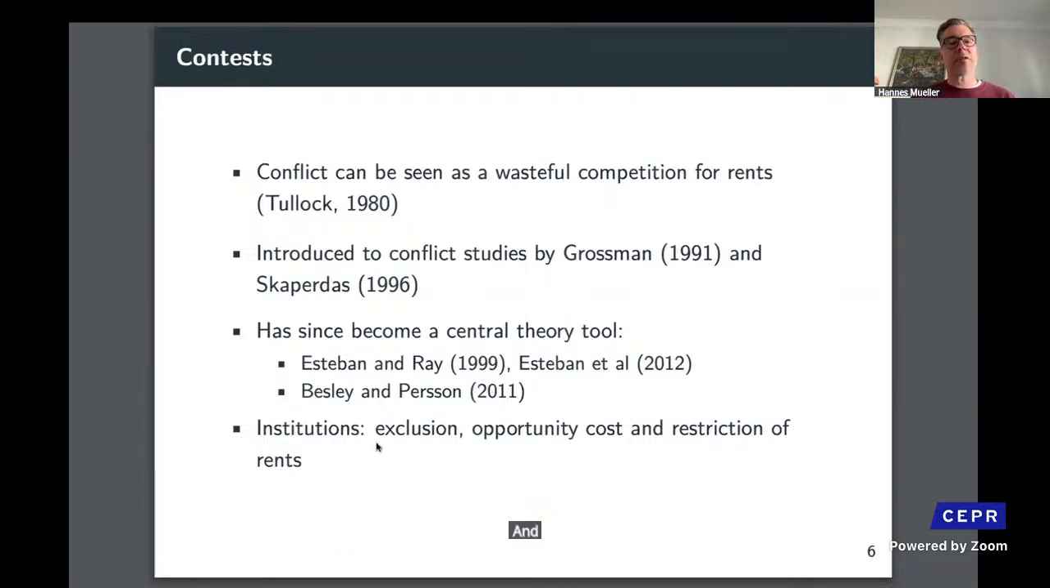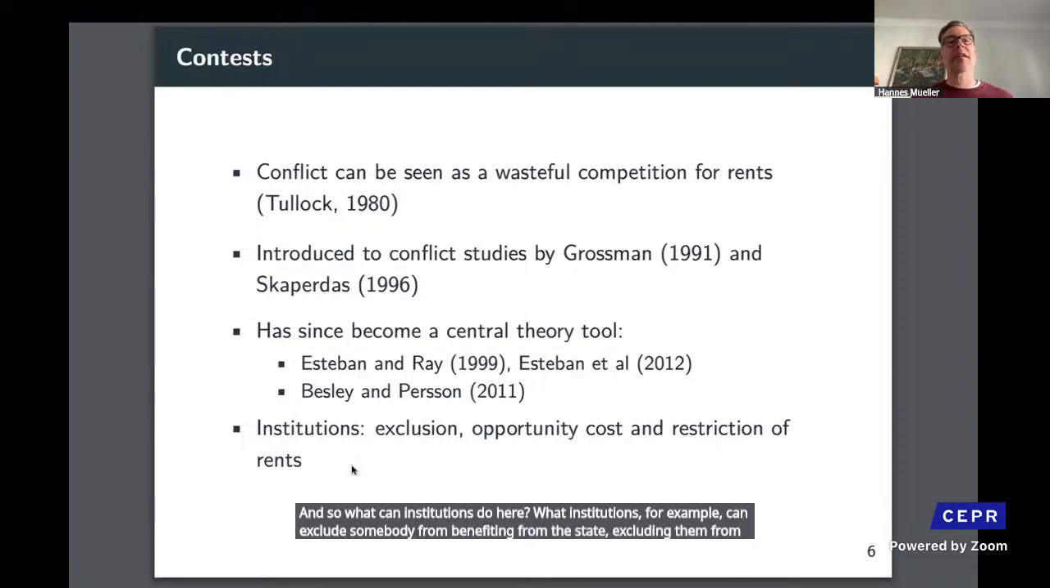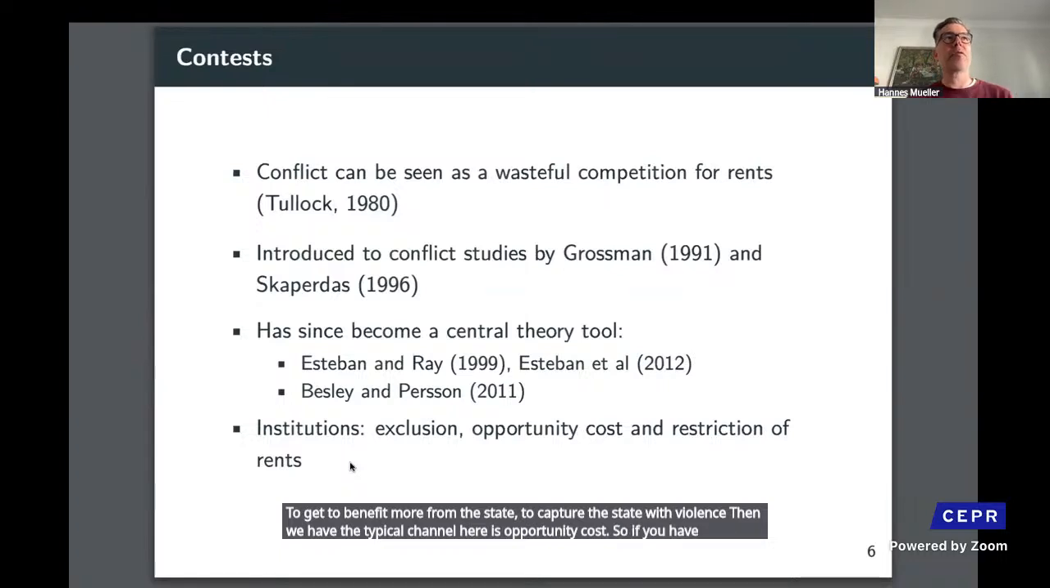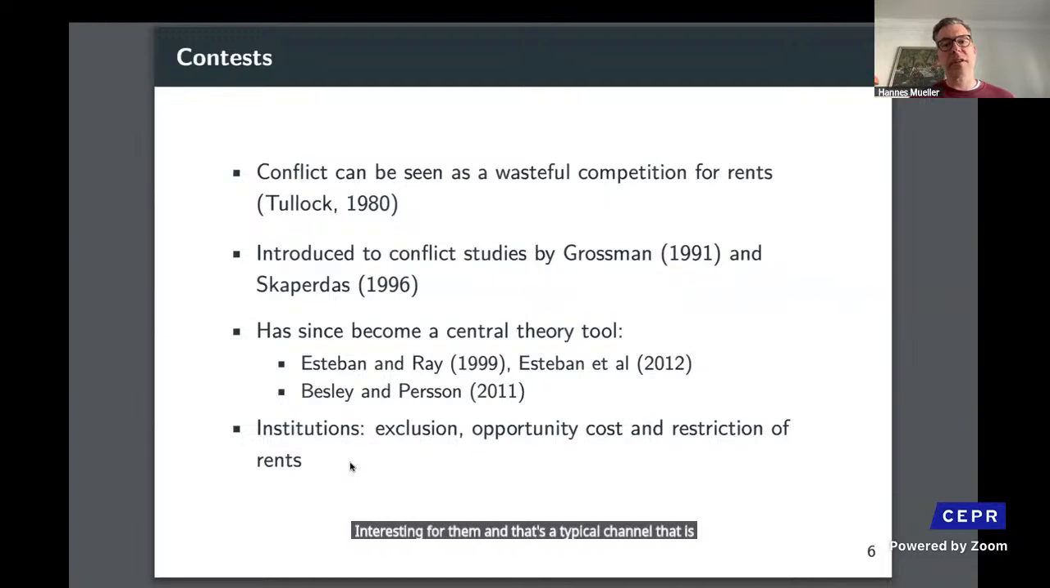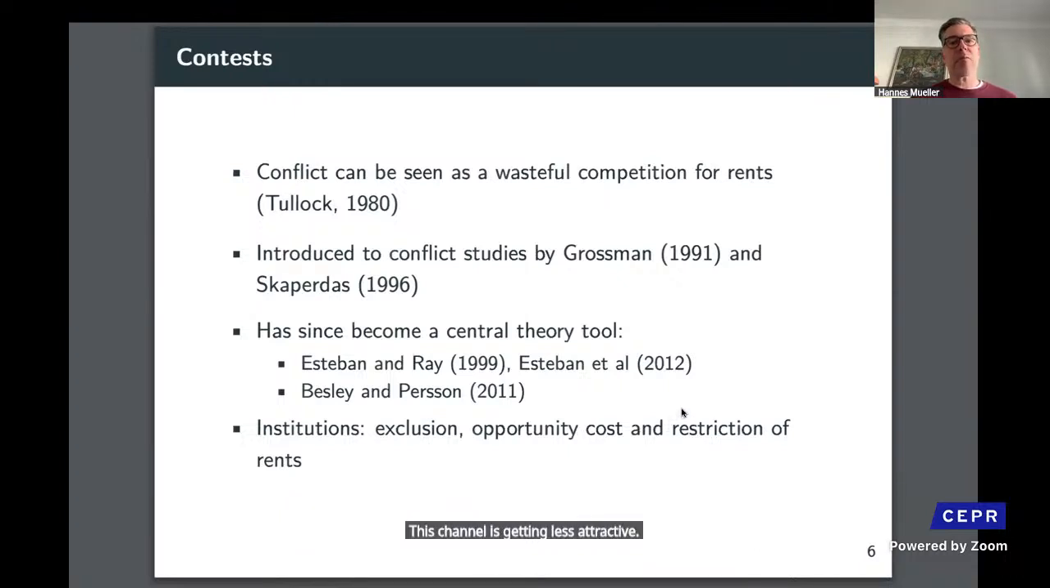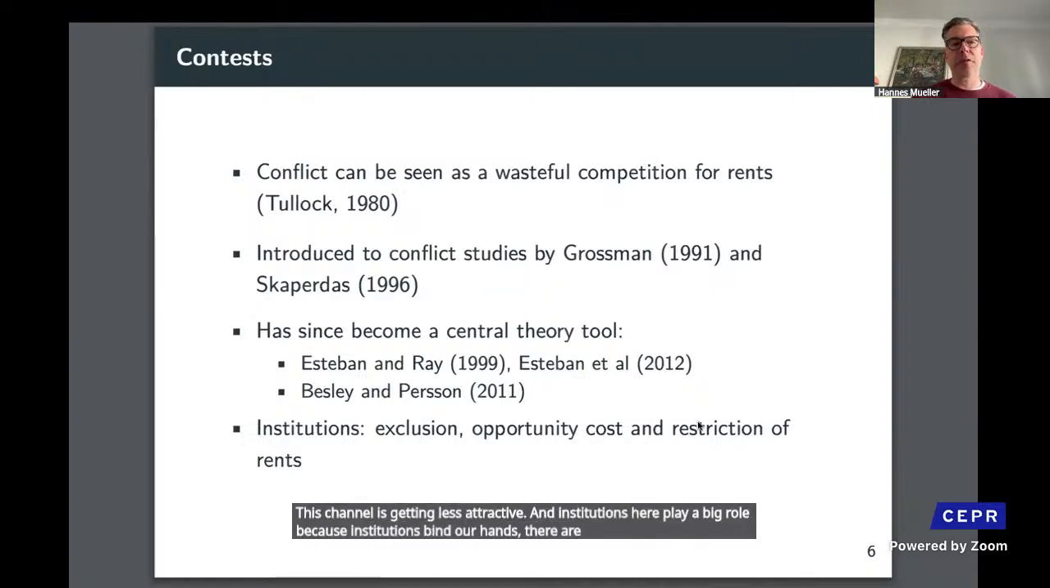And so what can institutions do here? Well, institutions, for example, can exclude somebody from benefiting from the state, excluding them from political power, and this will then increase their incentives to go through violence to benefit more from the state, to capture the state with violence. Then a typical channel here is opportunity cost. If you have little else to do, if the criminals have no jobs, then criminal activity is going to become more interesting for them. That's a typical channel that is modeled in these contest functions. And then restrictions on distributing the rents, right? If there are no rents in the first place to redistribute, then of course this channel becomes less attractive. And institutions play a big role here because institutions bind our hands. There are constraints on what we can do, and therefore they also prevent us from engaging in violence to get to rents if they're not available.